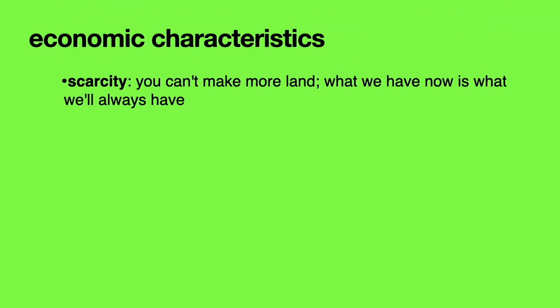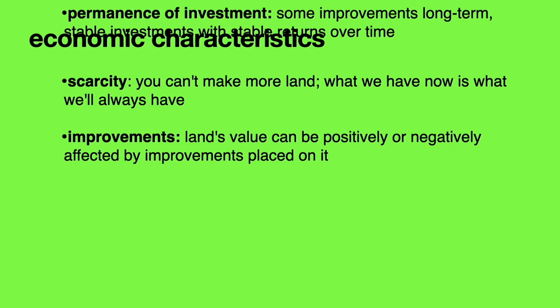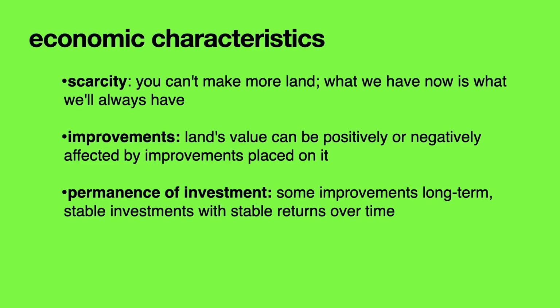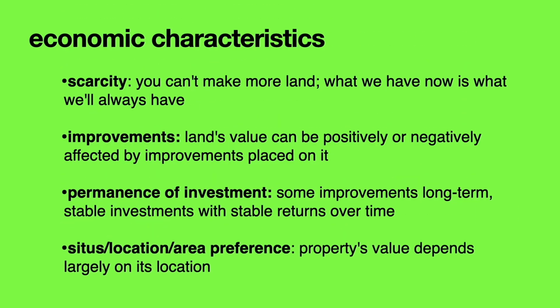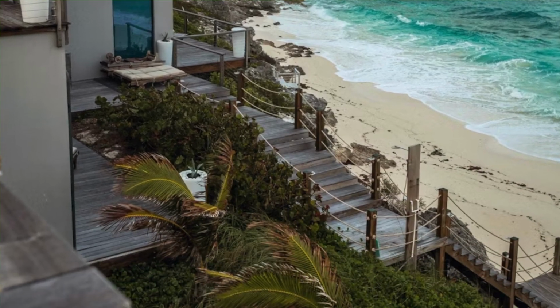Economic characteristics of land. Scarcity: you can't make more of it. The land we have now is the land we'll always have. Improvements: a land's value can be positively or negatively affected by the improvements placed on it. Permanence of investment: some improvements are long-term, stable investments with stable returns over time. Situs, location, area preference: a property's value depends in large part on its location. The spots next to the beach, for example, are almost always going to be a little more valuable than the houses across the street, not right next to the beach.